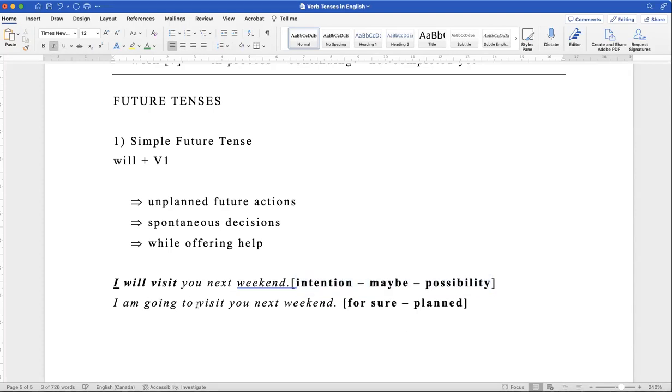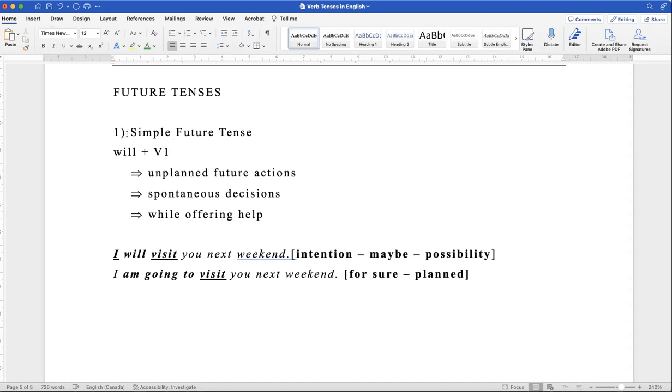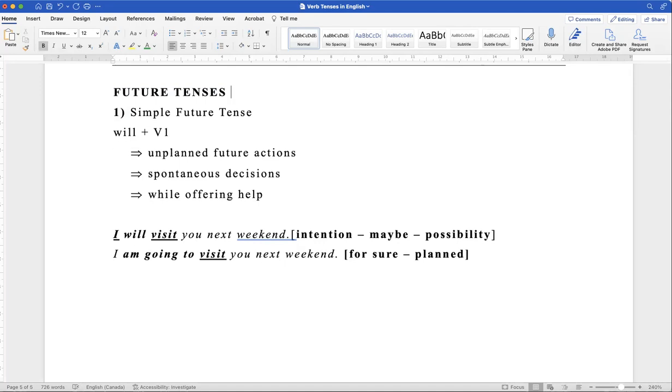Okay. In this case, we use am going to, and we use verb 1. After will and am going to, we use verb 1. This is also important. In everyday life, we use both of them interchangeably. No one checks if it is a planned future action or not. So in real life, you don't need to worry about it. But in the test situation, you need to be more careful.